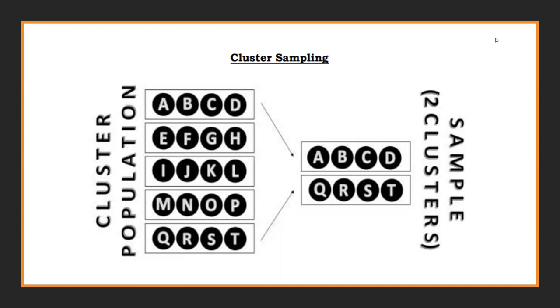Hindi niya kailangan kumuha sa bawat isang grupo, kundi yung isang grupo na mismo o dalawang grupo na ang magre-representa ng buong population nila. Okay po, nag-gets po ang difference ng cluster at saka stratified. The stratified, nakagrupo siya pero kukuha ng representante sa bawat grupo. Pero pag sa cluster, nakagrupo sila pero yung isang mapipiling group ang magre-represent sa buong population. Okay?